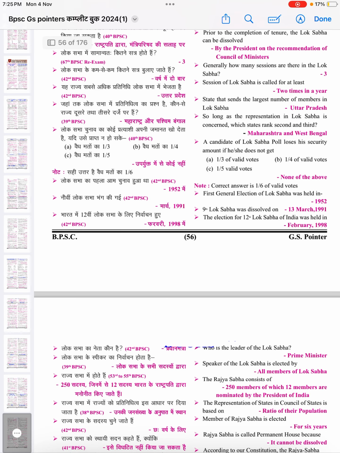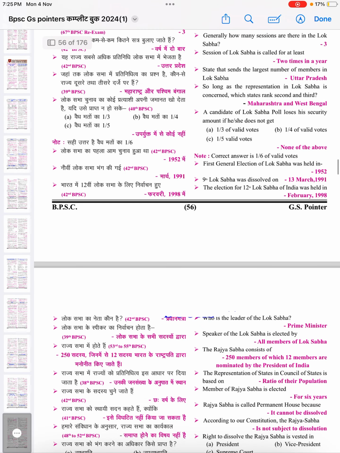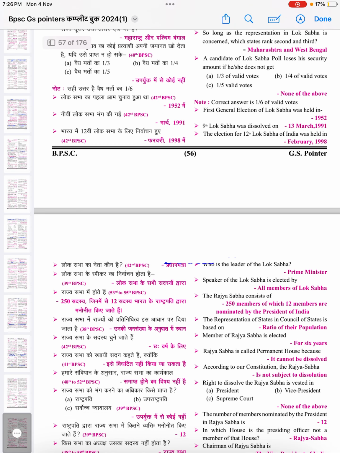The state that sends the largest number of members to the Lok Sabha is Uttar Pradesh. So far as representation in the Lok Sabha is concerned, which states rank second and third? Maharashtra and West Bengal. A candidate in a Lok Sabha poll loses his security amount if he or she does not get 1/6 of the valid votes. The first general election of the Lok Sabha was held in 1952.